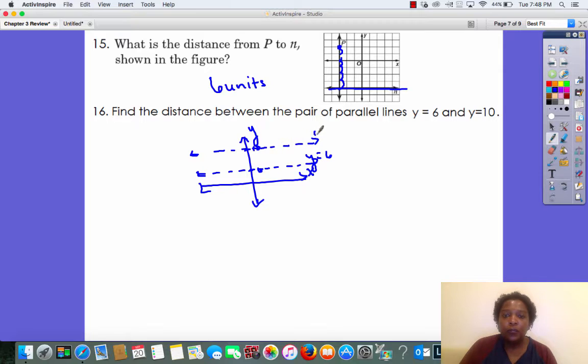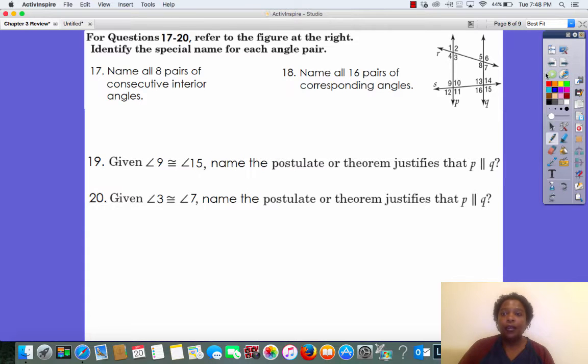And this one is y equals 10. And what I want to know is how far apart are these 2 dashed lines? Well, the difference between 10 and 6 is 4 units. It's another nice easy one. Alright, let's close this out.